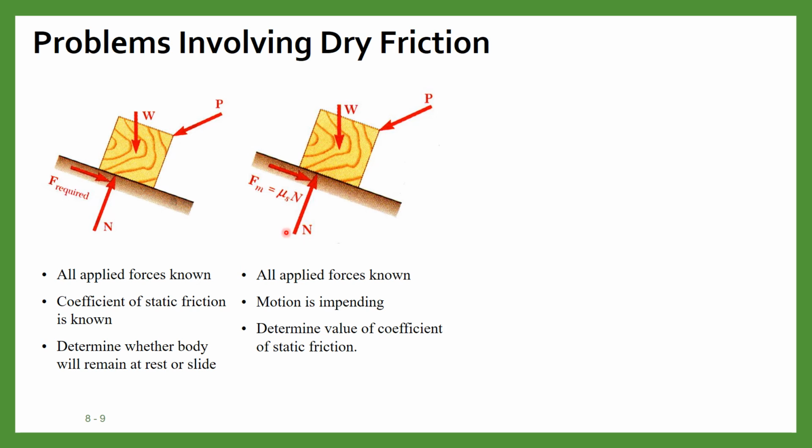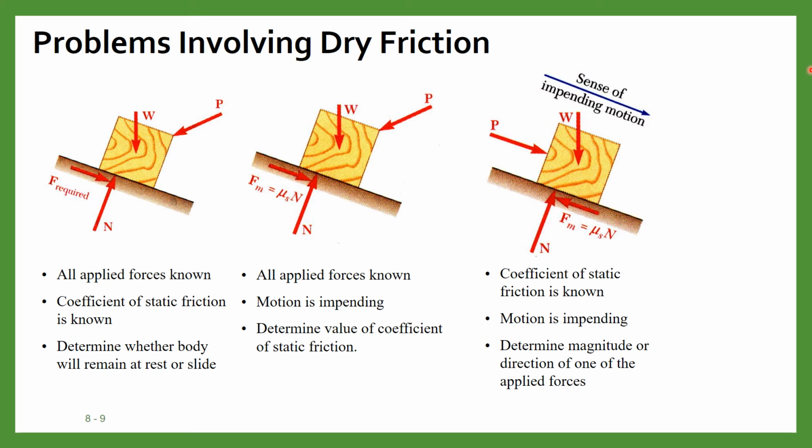In the second case you need to calculate mu s, and in the third case the coefficient of static friction is known, motion is impending, and you have to determine the magnitude or direction of one of the applied forces. So you may need to find the direction of P, the magnitude of P, or any other applied force. So this is how you can solve problems involving dry friction.